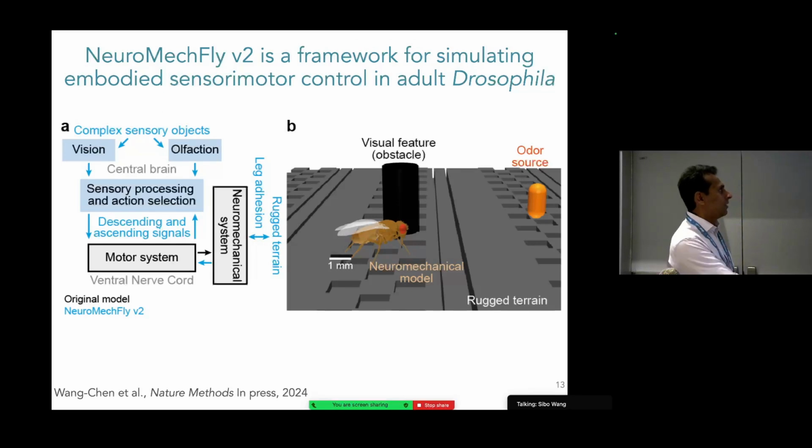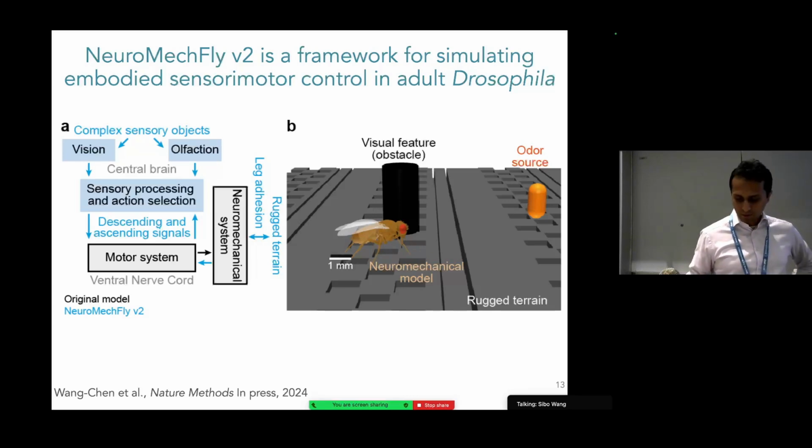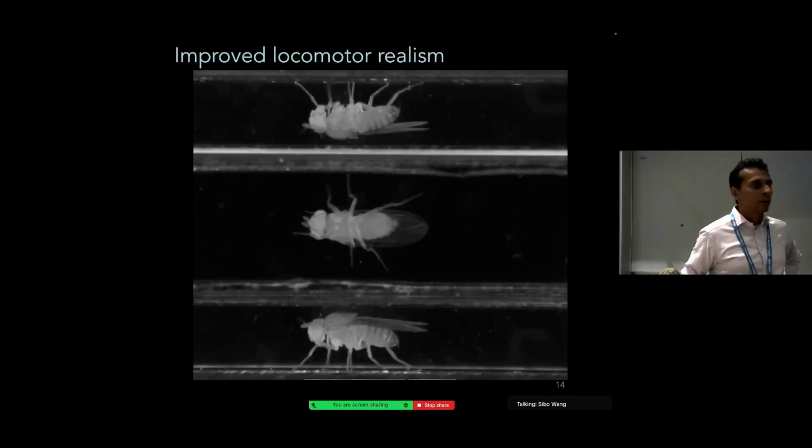This is kind of busy, but effectively what you can see is that we've added vision, olfaction. We've added as well the opportunity of using descending and ascending signals. We've added leg adhesion, the possibility for rugged terrain, as you see here in our new model, and that allowed us to do a variety of different things in terms of exploring mechanisms for neural control.